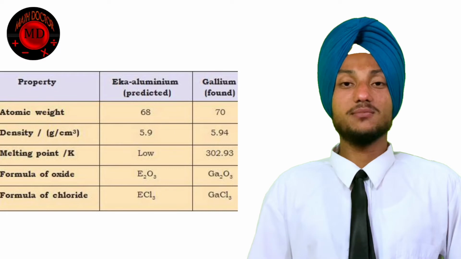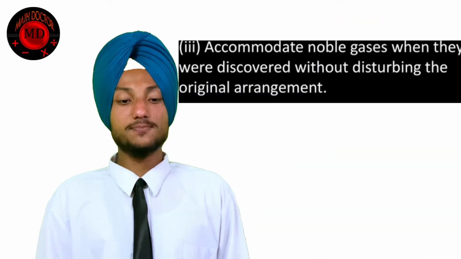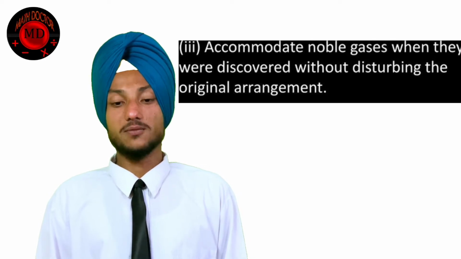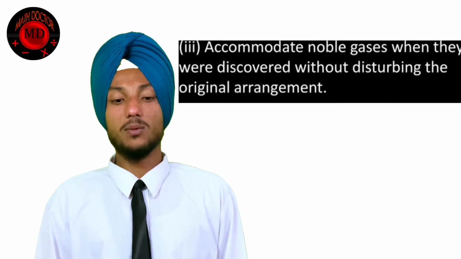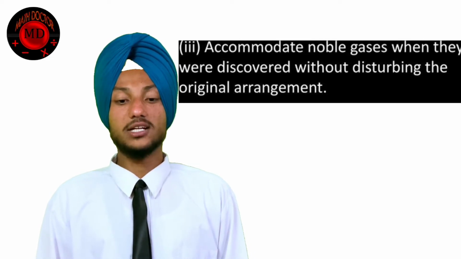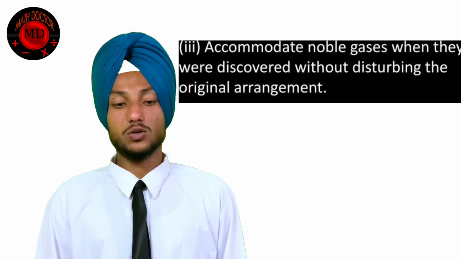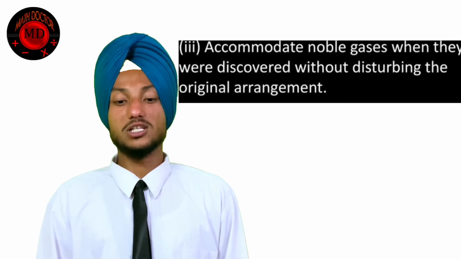So that's the idea about the second one, and now let's discuss the final one. Mendeleev's periodic table could accommodate noble gases when they were discovered. When a new group of elements called noble gases was discovered, it got a place in the periodic table in the form of a separate group. It did not disturb the original arrangement of Mendeleev's periodic table.